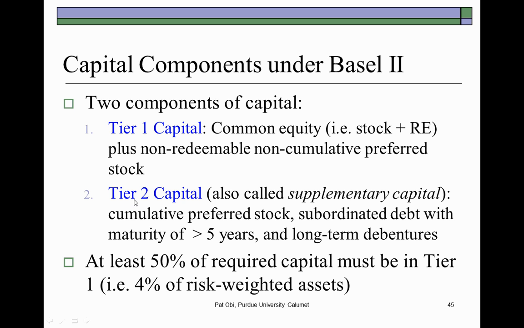Tier 2 would be other types of preferred stock in addition to various types of long-term debt. Now, it does require that at least 1/2 of the 8% required would come from Tier 1. In other words, at least 4% would come from Tier 1, 4% of risk-weighted assets.